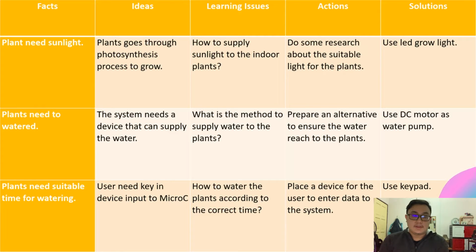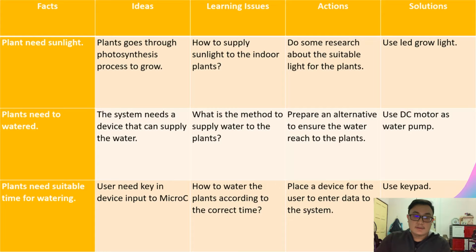Next, the second point. Facts: plants need water. Ideas: the system needs a device that can supply the water. Learning issues: what is the method to supply water to the plants? For the action: prepare an alternative to ensure the water reaches the plant. Solution: use a DC motor as a water pump.